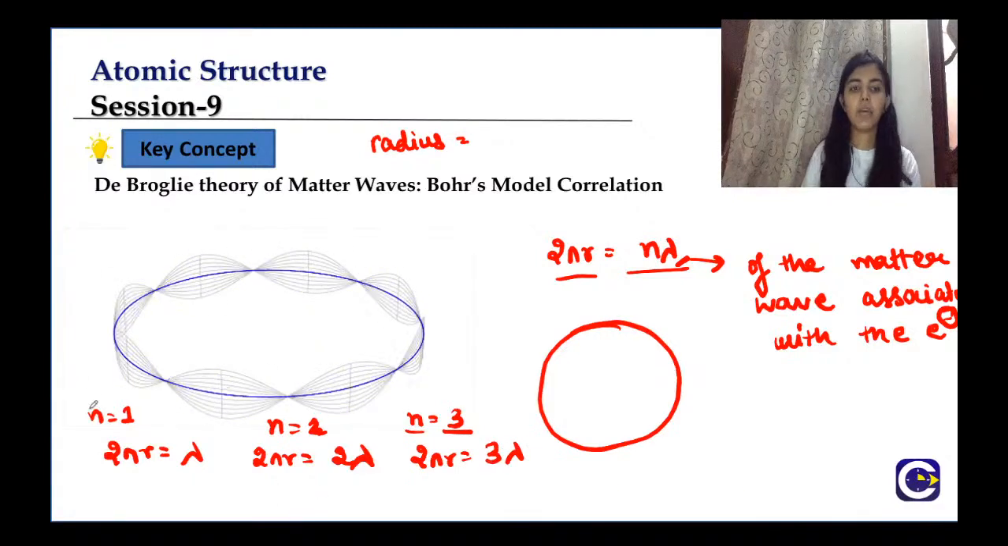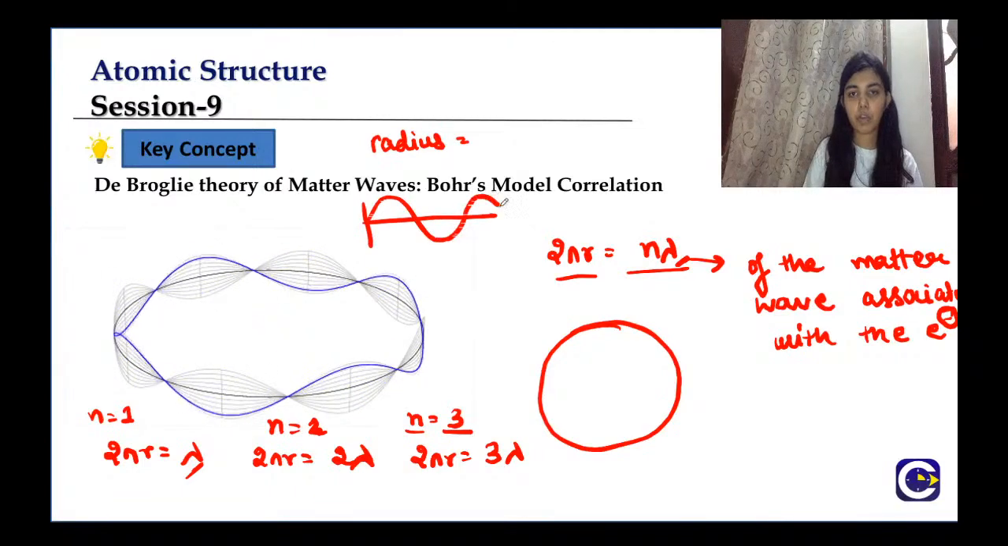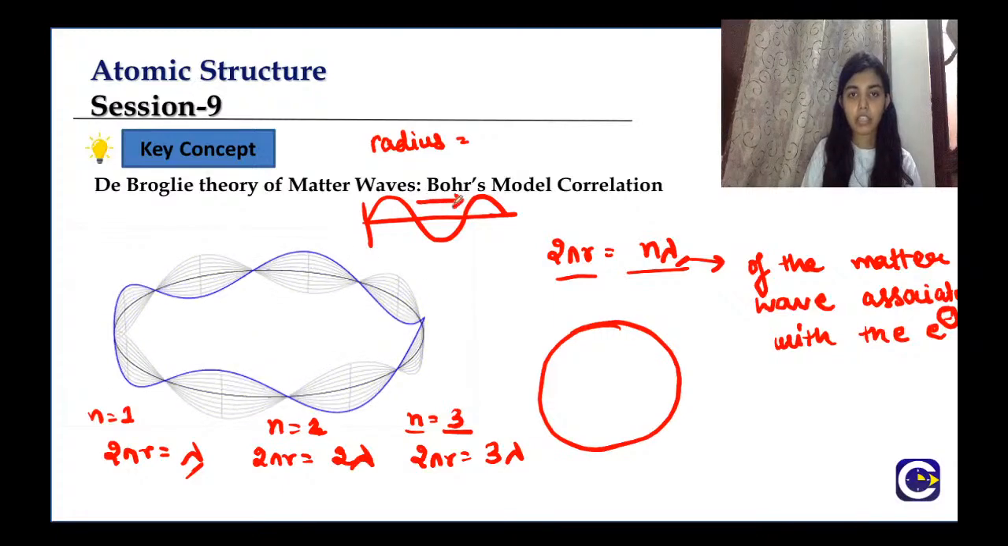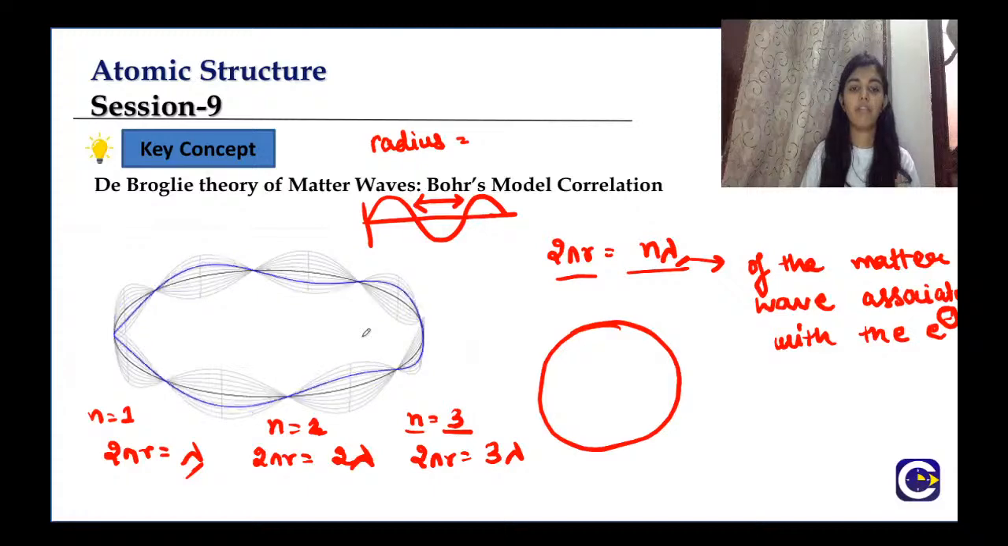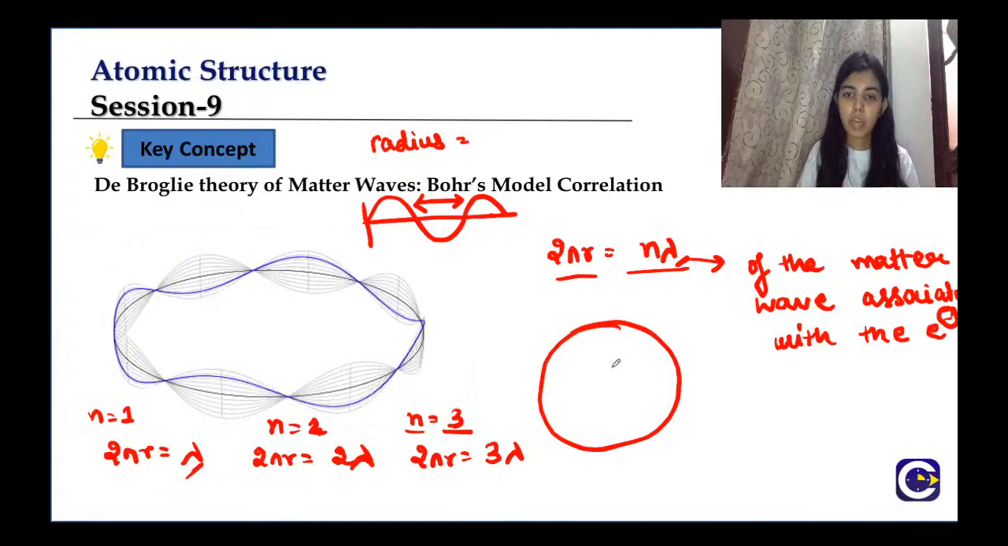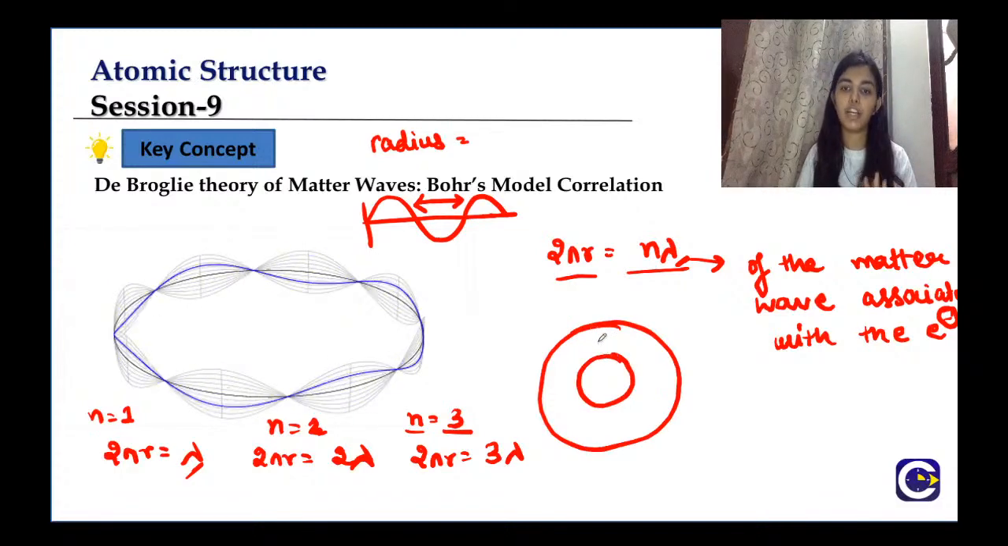This means n equals 1 will mean that the circumference of the orbit only has one wavelength. What do you mean by one wavelength? See here, for example, you are considering this type of wave. How do you determine lambda of that particular wave? The distance between two consecutive crests or two consecutive troughs is known as wavelength. So in n equals 1, there will be only one crest and one trough.